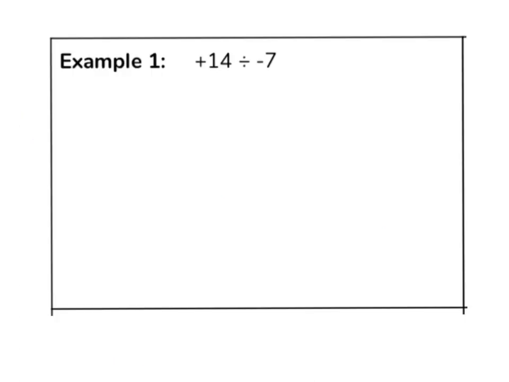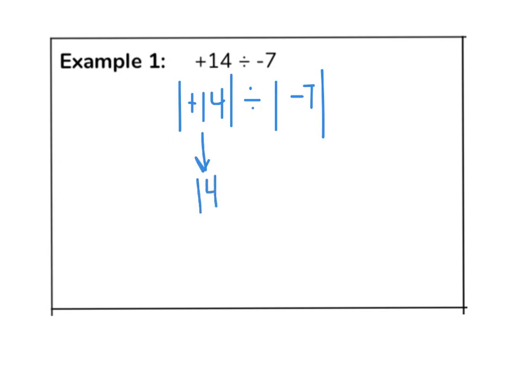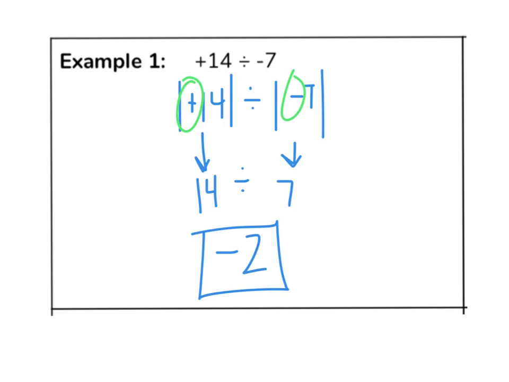If we look at the first example, we have positive 14 divided by negative 7. I'm going to find the absolute value of both. The absolute value of positive 14 is 14. Then I'm going to divide. The absolute value of negative 7 is 7. 14 divided by 7 is 2. But if I look back at my signs, they are different. So because they are different, my answer would be negative.